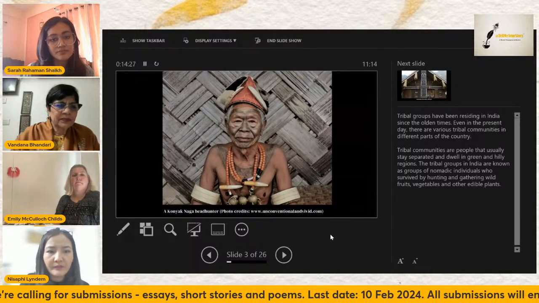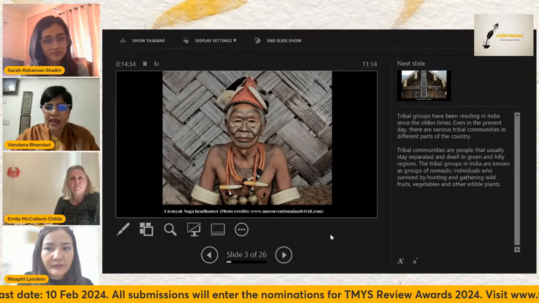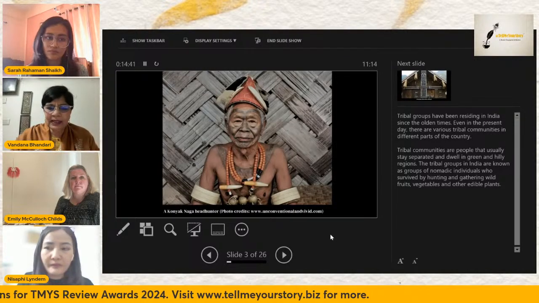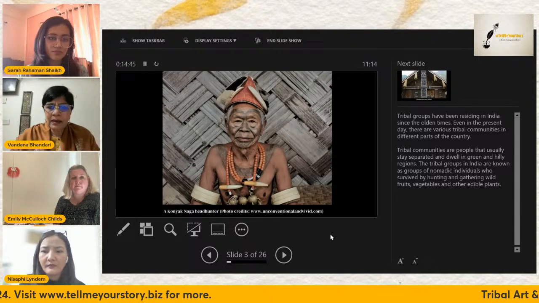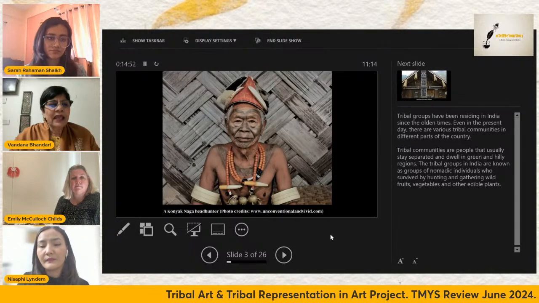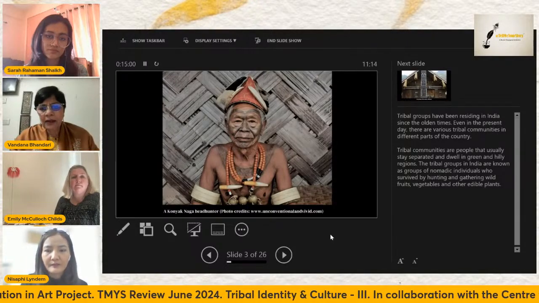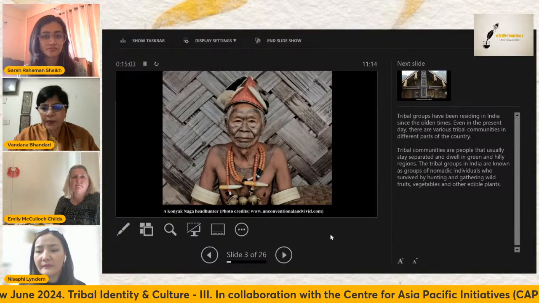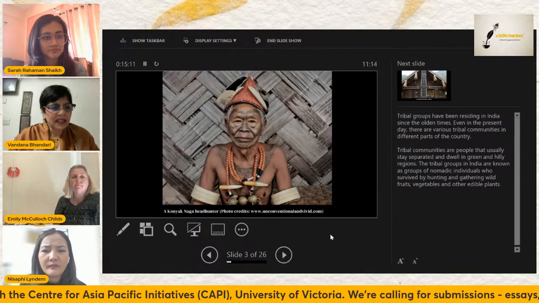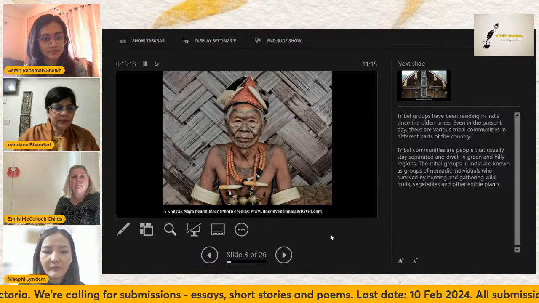So we know that tribal groups have been residing in India since the earliest times. Even in the present day, there are various tribal communities in different parts of the country. They largely stay separated and dwell in green and hilly regions, especially in Nagaland. In India, they have been mostly nomadic. They have also lived in the forest and survived through getting their food from the forest. Their traditional crafts and objects, such as weapons, axes, bows, etc., are their handloom. These are some of the crafts that they practice. I'm going to request Nisa to take over from here. Thank you, ma'am.